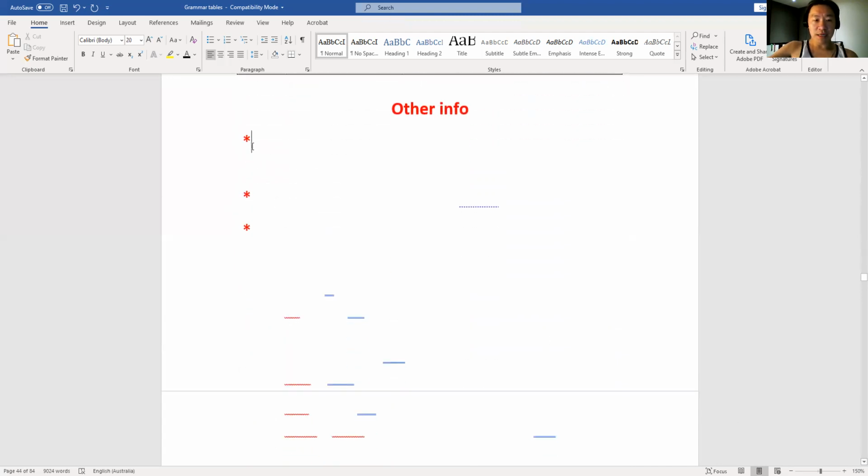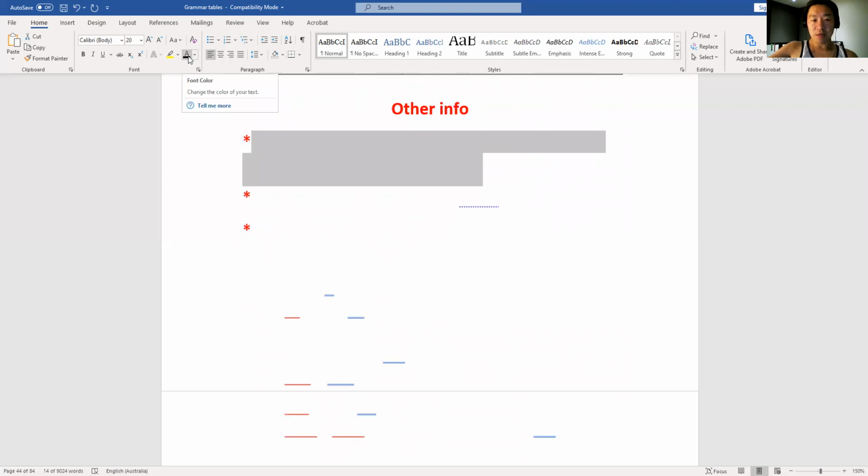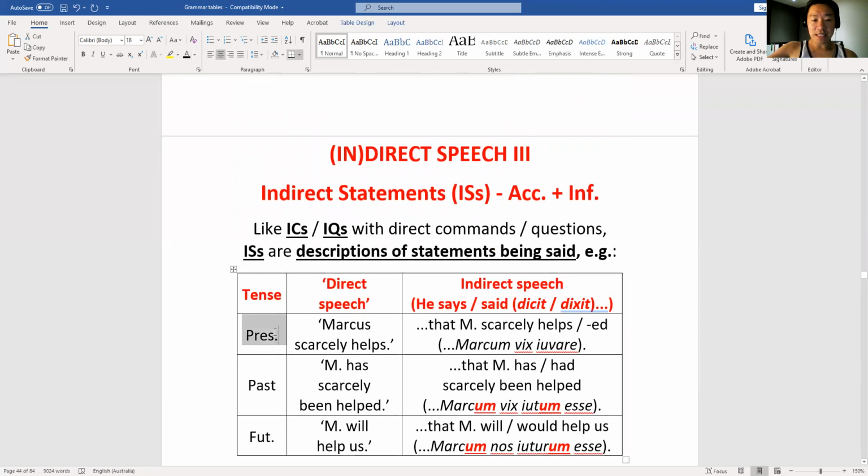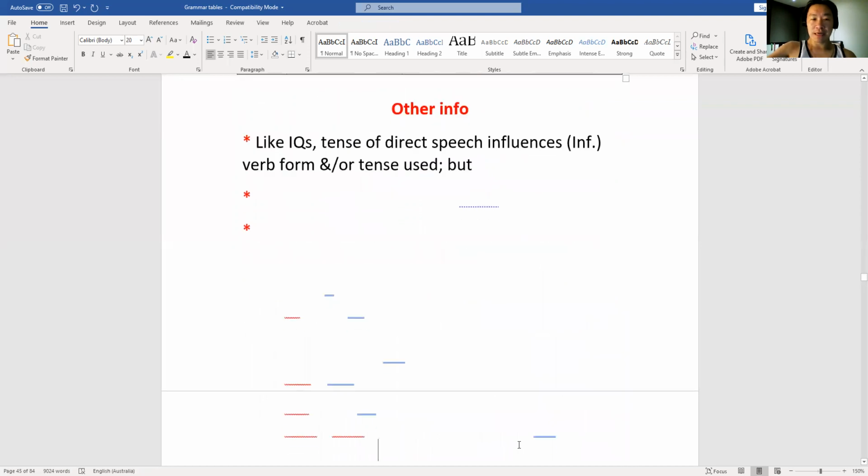Some of these things I will have mentioned, but in your formal notes, you should get them down, otherwise you're relying on your memory, and if it's anything like mine, you'll forget. Like indirect questions, the tense of the direct speech influences the verb form or the tense used. So as I was saying, if you are converting a sentence which is in the present tense, Marcus scarcely helps, as in right now, see how I used a present infinitive. But when I had a sentence which was in the past, Marcus has scarcely been helped, or you could even say Marcus has scarcely helped, in the past, there was a perfect infinitive. And then Marcus will help us in the future. See how this one here is a future active infinitive, uturum esse.